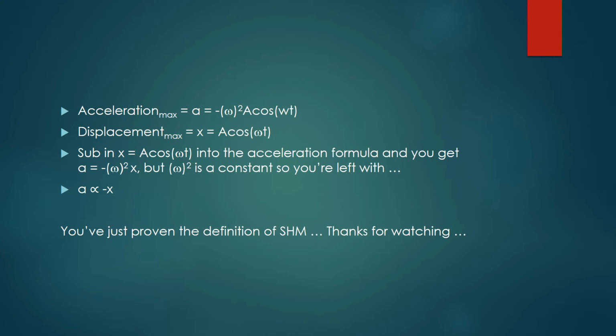Now that we have the acceleration as minus omega squared A cos omega t and the displacement as A cos omega t, if we substitute the displacement into the acceleration formula, we get acceleration is equal to minus omega squared times displacement. But since omega squared is just a constant, you're left with acceleration is proportional to the negative displacement. You have just proven the definition of SHM.